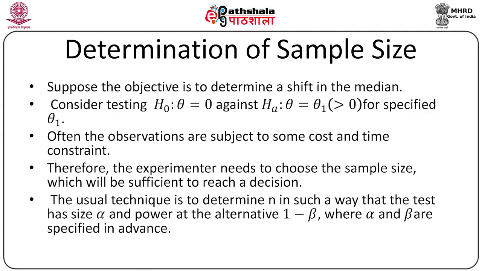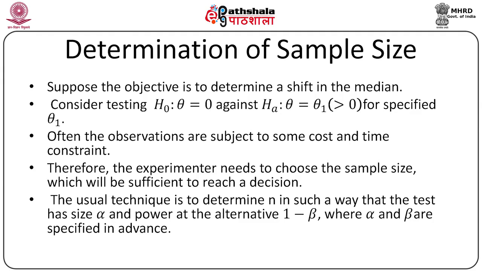Suppose the objective is to detect a given shift in the median. Then consider testing H0 theta equal to 0 against the alternative theta equal to theta 1, which is positive, for specified theta 1. Now, the test can be based on a small sample size or a large sample size.